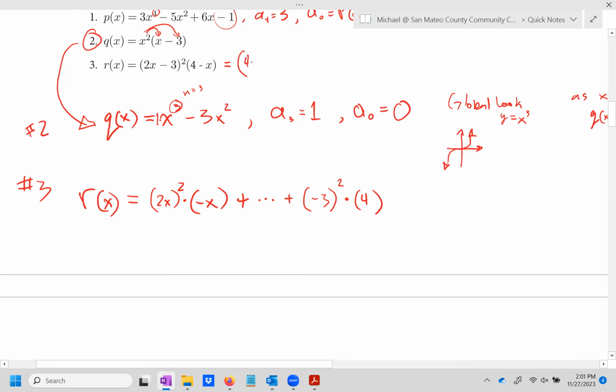2x por 2x igual 4x cuadrada. Menos 3 por 2x por 2 igual menos 12x. Menos 3 por menos 3 igual 9 positivo. Now I do this whole thing by 4 times minus x.